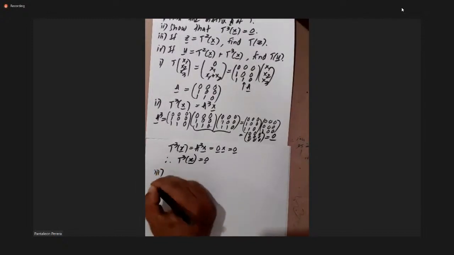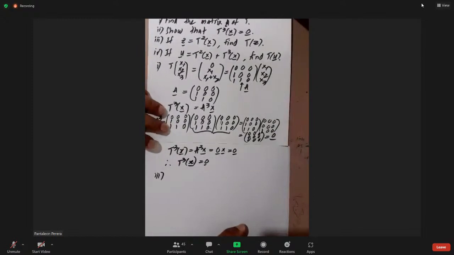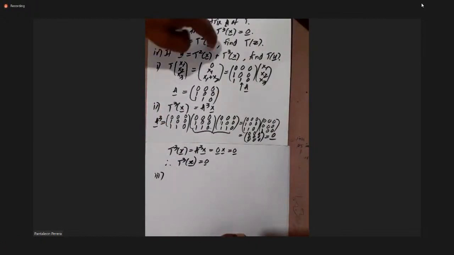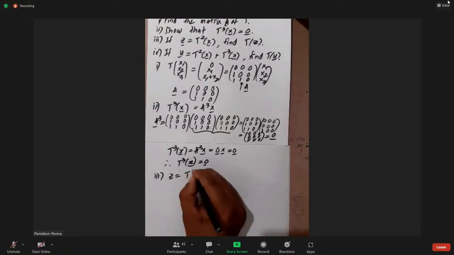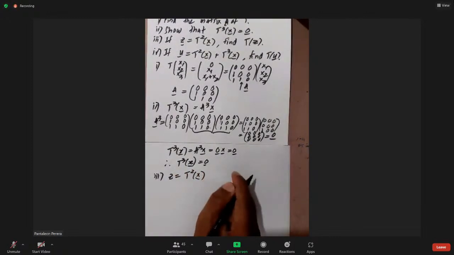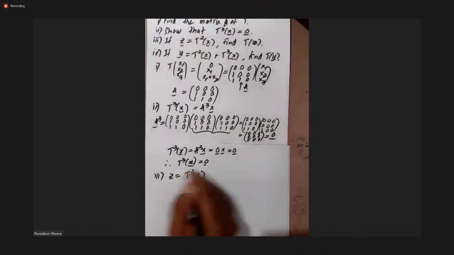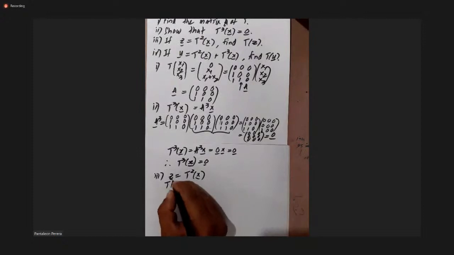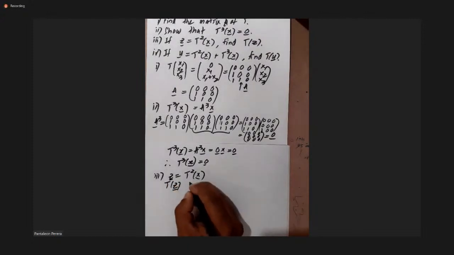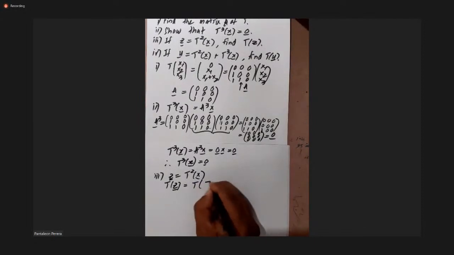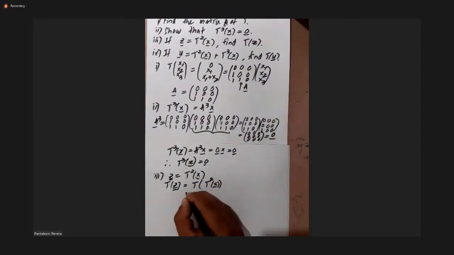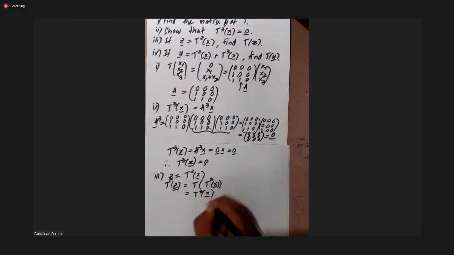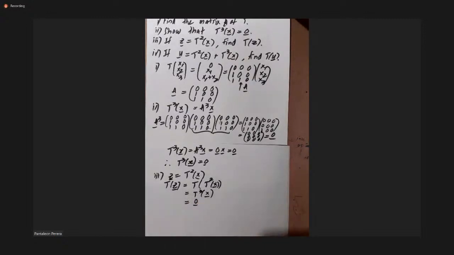Now third part, this one. Now, is it this T squared x? Now, you need to find T z. So apply T to both sides. So you get T cube, right? Like A cube, A squared times A is A cube, T times T squared is T cube. T applied on top of T squared is T cube. This is 0, right? We showed that it is 0.